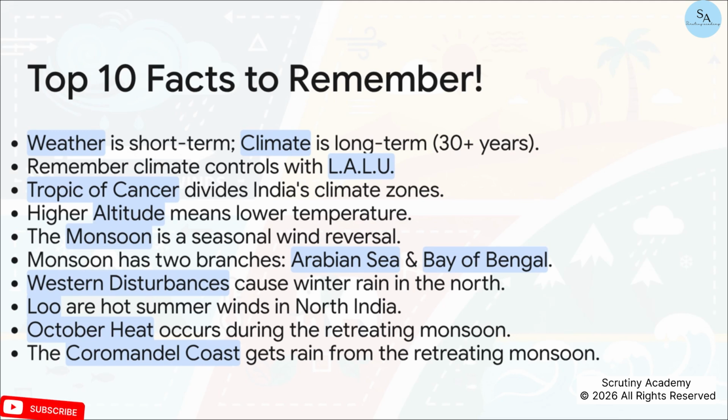4. Higher up you go, the colder it gets. 5. The monsoon is just a seasonal wind reversal. 6. It has 2 branches, Arabian Sea and Bay of Bengal. 7. Western disturbances bring winter rain up north. 8. The lu are those hot summer winds. 9. October heat happens when the monsoon retreats. And number 10, the Coromandel Coast gets its rain from that retreating monsoon.